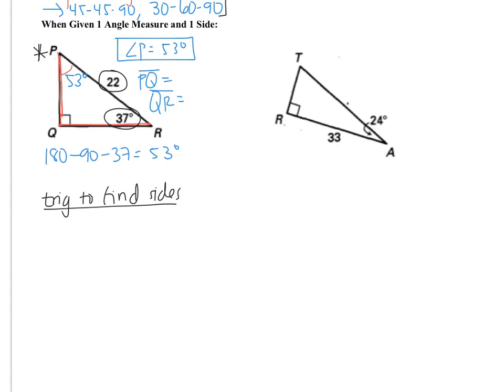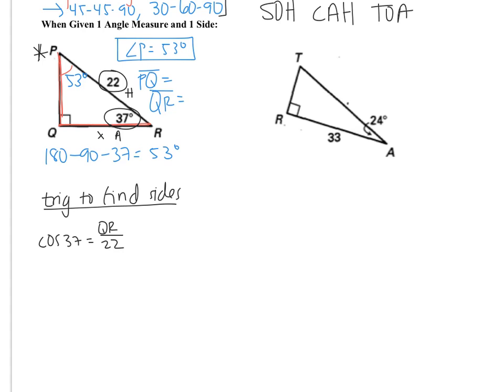Okay, so I'm going to have to do trig twice, once for one side and once for the other side. Now, if I'm looking for side QR, I need to set up a trig ratio. I notice I have 22, which is the hypotenuse, and then I have side QR, which is the adjacent side. So if I write down my SOHCAHTOA, adjacent and hypotenuse is going to be cosine. So I have the cosine of 37 equals my adjacent side, which is QR, although you could write X if you wanted to, over the hypotenuse, which is 22.